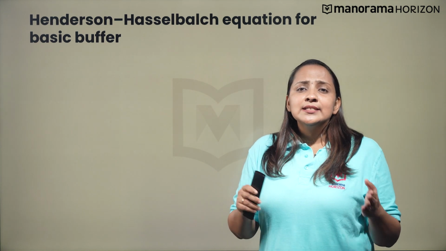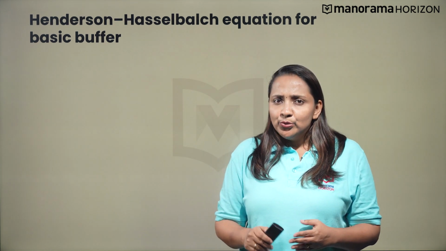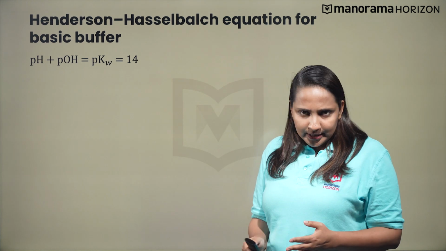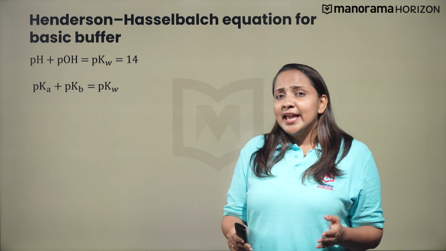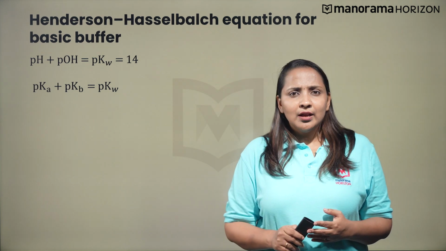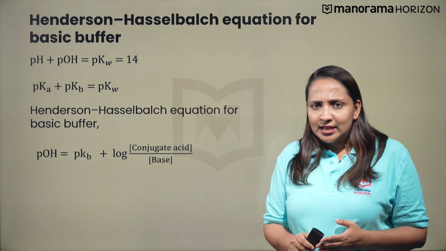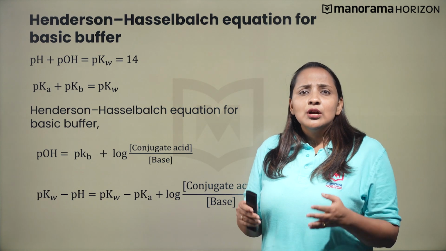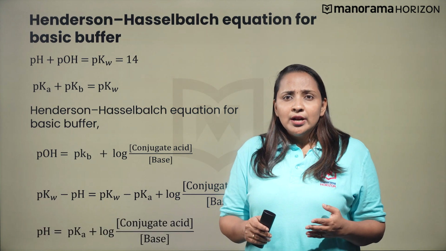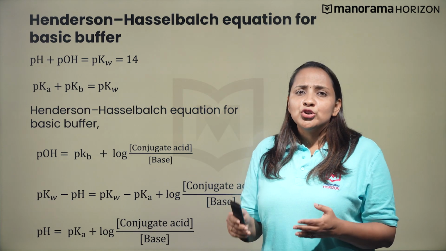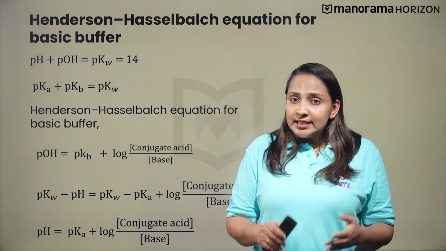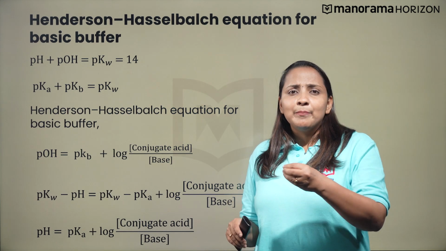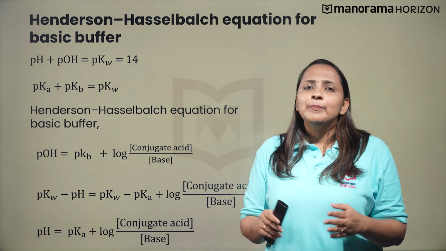Well, let us relate the Henderson-Hasselbalch equation for basic buffer with Kw, the ionic product of water. You may recall the equations pH plus pOH is equal to 14, which is pKw, and pKa plus pKb is equal to pKw. On putting these values in the Henderson-Hasselbalch equation, you may get pKw minus pH is equal to pKb plus log of conjugate acid divided by base, or pH is equal to pKa plus log of conjugate acid divided by base. This means if the molar concentration of the base and its conjugate acid is the same, then the pH of the buffer solution will be the same as the pKa of the conjugate acid of the base.